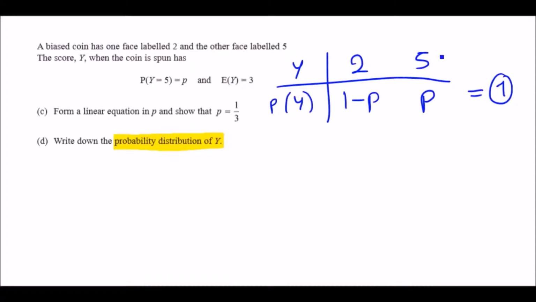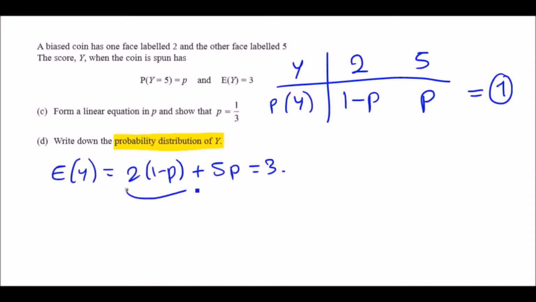Okay, so that's easy. Now, as for the second statement, it says that the expected value of Y is 3. So if we calculate the expected value, we need to equate it to 3. So let's do it here. The expected value of Y is equal to, firstly, y times P(y). So 2 times (1 minus p) plus 5 times p, and it must equal 3. Now, all you do is literally solve this.